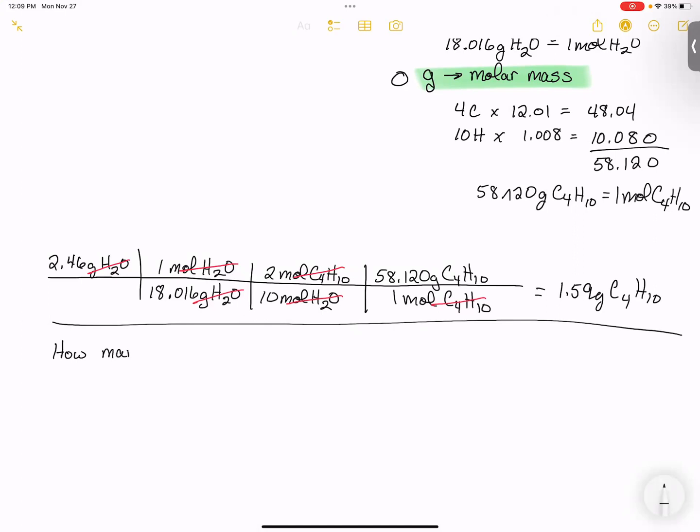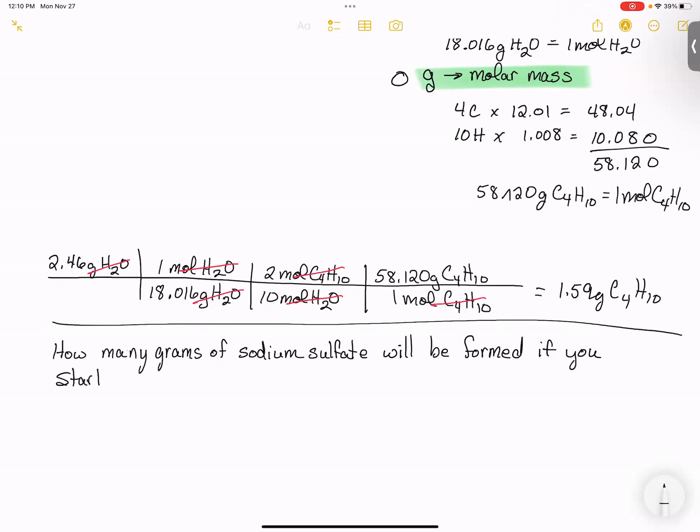How many grams of sodium sulfate will be formed if you start with 200 grams of sodium hydroxide?